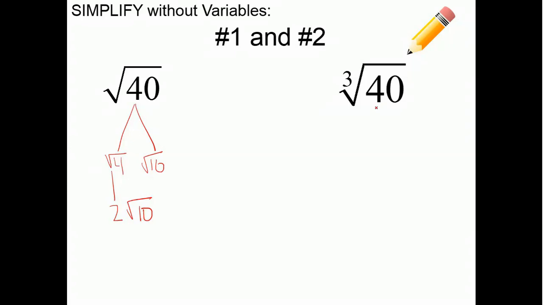8. 8 can come out of 40, right? So I'm going to get the cube root of 8 times the cube root of 5, right? Because 5 times 8 is 40. Cube root of 8, look at my perfect roots chart here, is 2, right? So this is the same as 2, and then the cube root of 5, because 5 cannot break down any further. There is no perfect cube inside of 5.